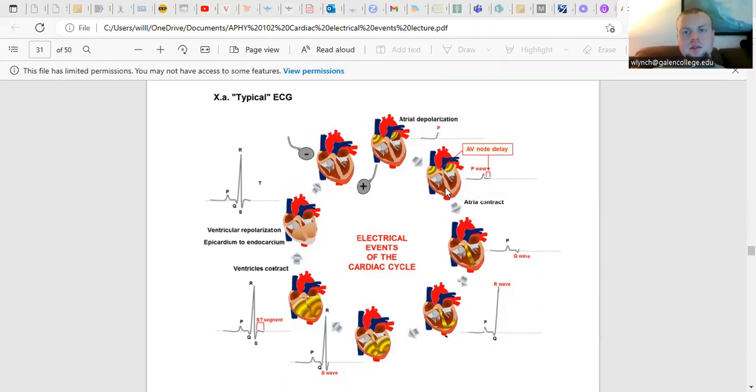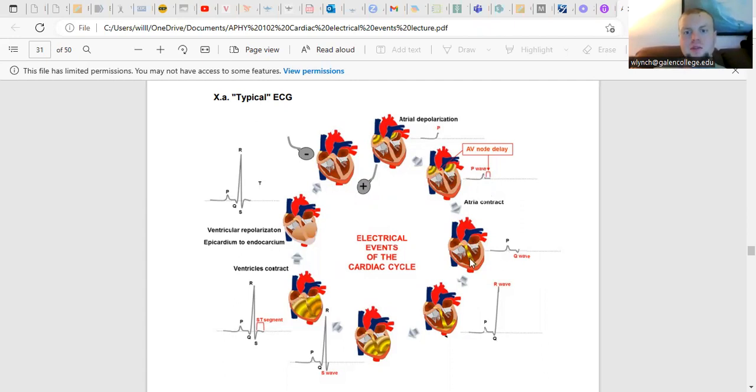That is sending electrical impulse down through the atria. On the ECG, this is represented by the P wave. Next, we have what is termed the AV node delay. This happens at the atrioventricular node, which is in between the septum of the ventricle and the atria. It is going to delay the depolarization of the ventricles ever so slightly to allow for the atria to begin to relax and blood to fill the ventricles.